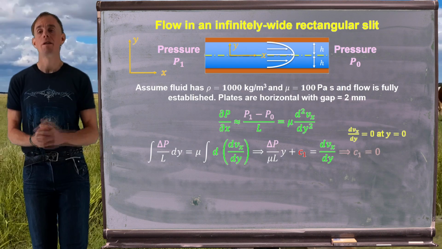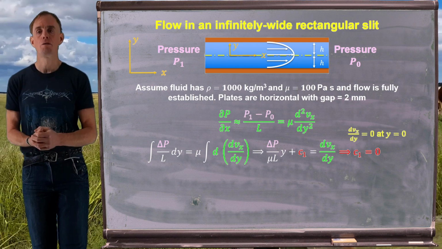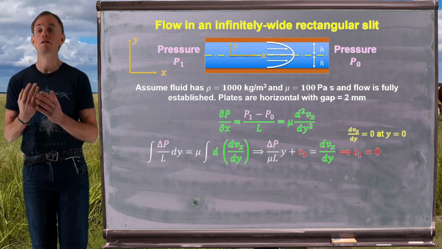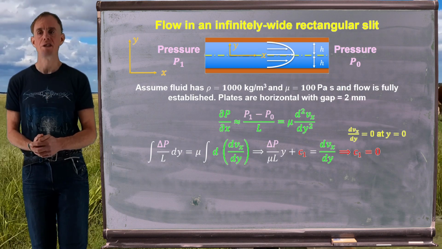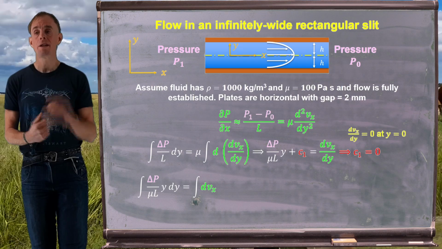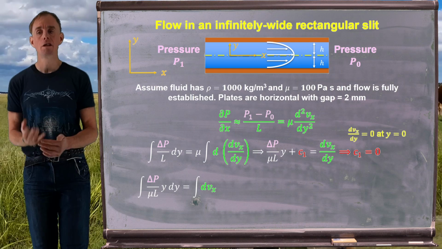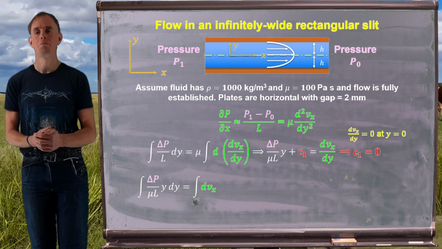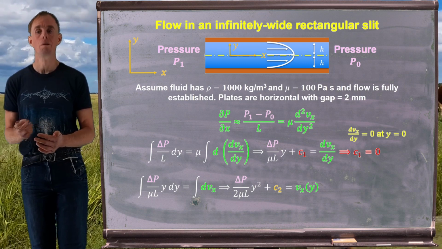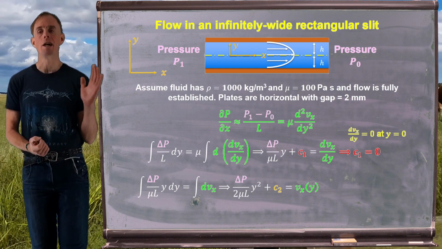I can examine the value of that integration constant by looking at my first boundary condition, and I know that due to my axis placement that dvx by dy equals 0 at y equals 0. So therefore my integration constant c1 equals 0. So that's rather useful. Let's now do the second integral. We have on the left hand side delta p over mu L times y integrated with respect to dy is going to be equal to the integral of dvx. So let's take that integration step, and we end up with delta p y squared upon 2 mu L, because we've integrated with respect to dy, plus an integration constant c2 is going to be vx of y.